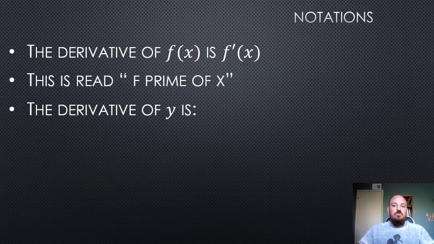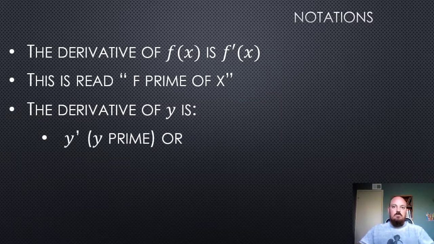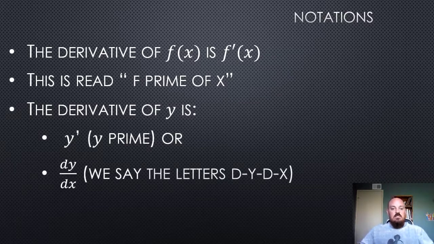Now let's say our function is just called y instead of f of x. Y equals this. The easiest notation is just to use prime again, so y prime is the derivative of y. And then there's the secondary notation. I'm going to introduce it to you now because we might see it. It really becomes more important a little later in the year. This notation looks like a fraction. It has the letters dy on top and dx on the bottom. That also means the derivative of y.